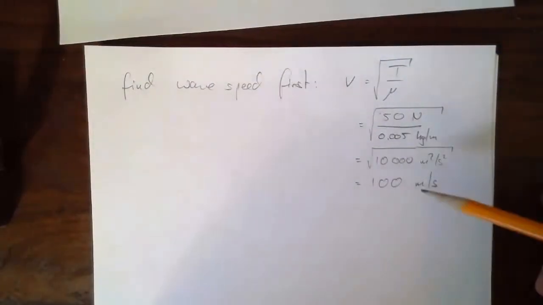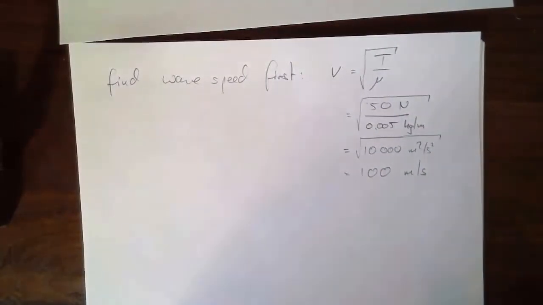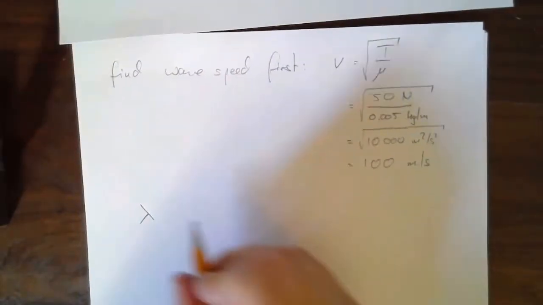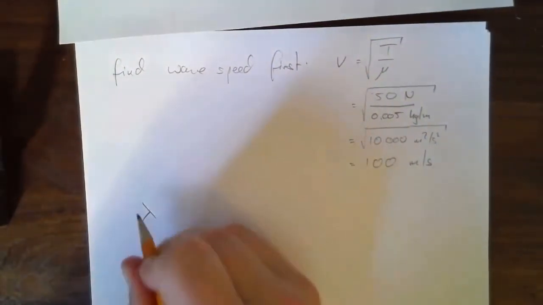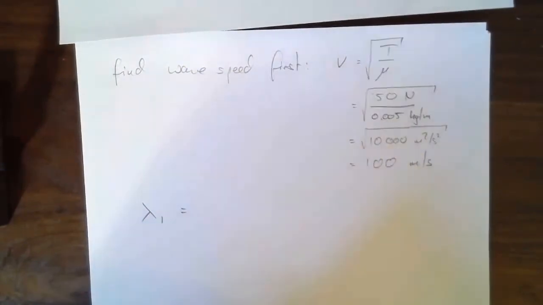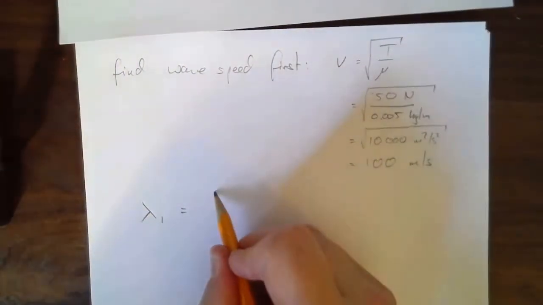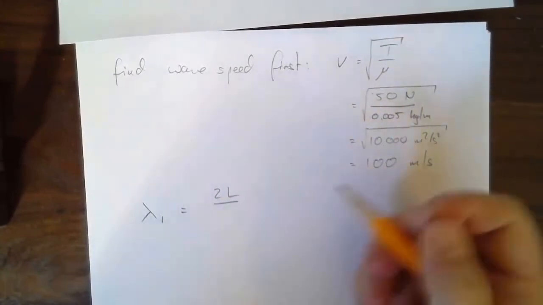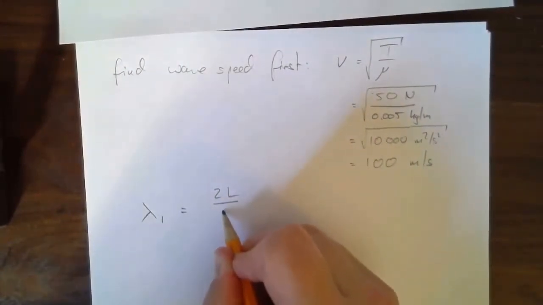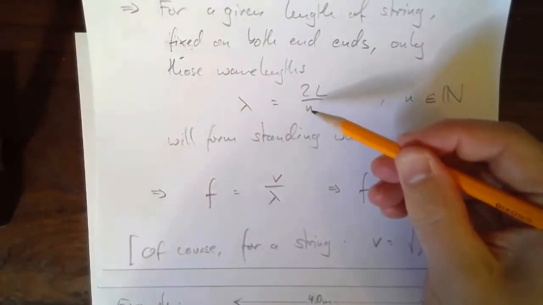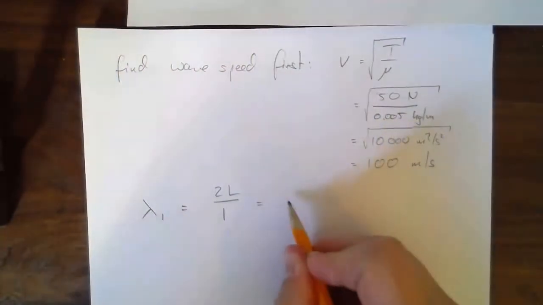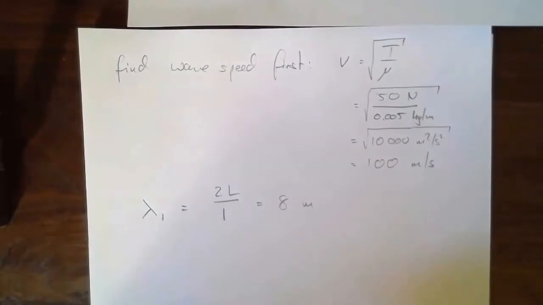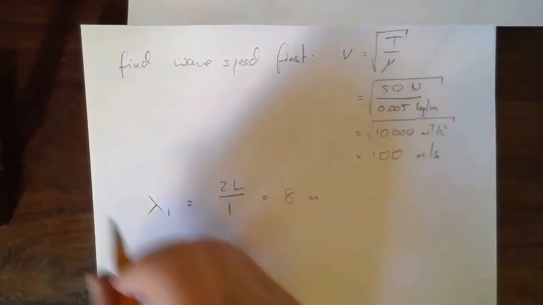Okay. So that is my wave speed. Now we're ready to find the wavelength. Let's call it lambda 1. Lambda 1 is, well, let's go through the equation, 2L over n, with n equals 1. I'm using what we derived here, and I plugged in the first n, n equals 1. L is 4 meters, so that is 8 meters. So the first wavelength that can form standing waves is 8 meters long.